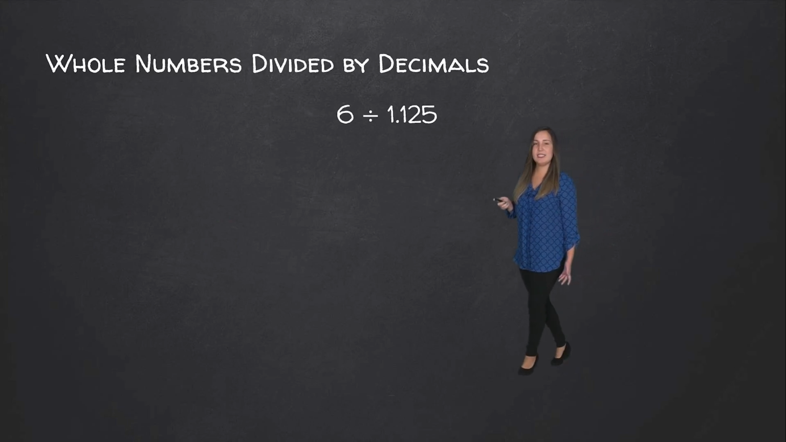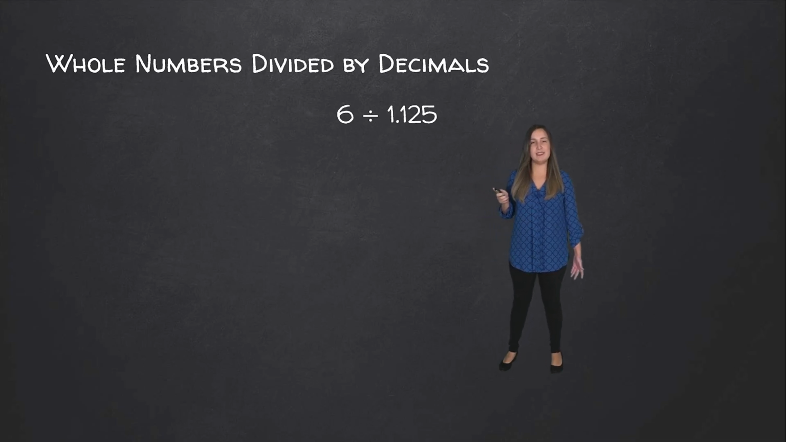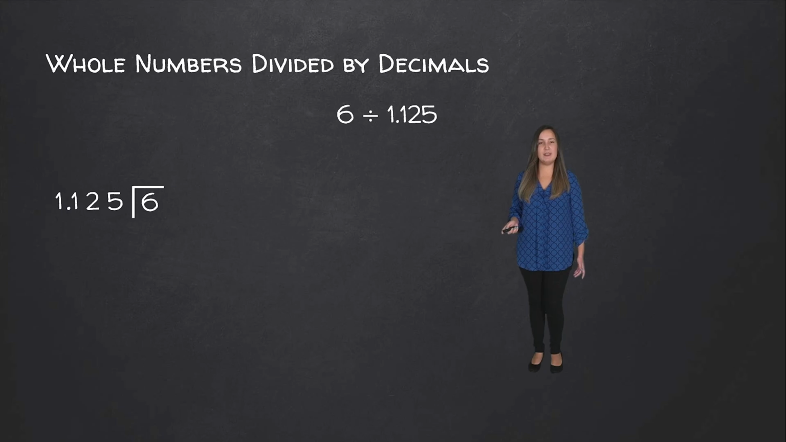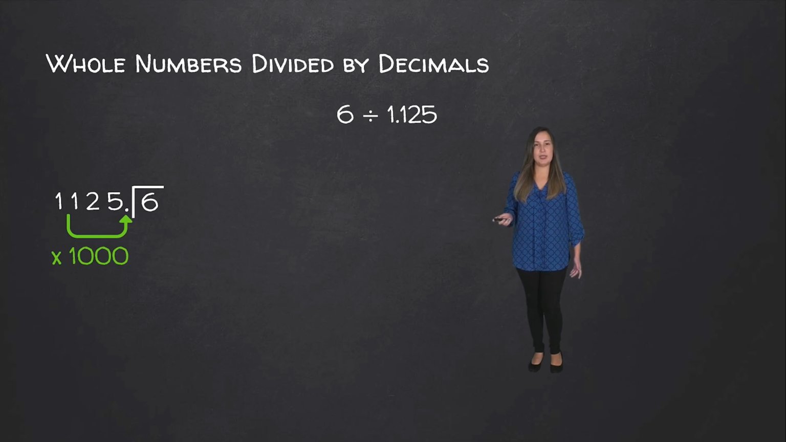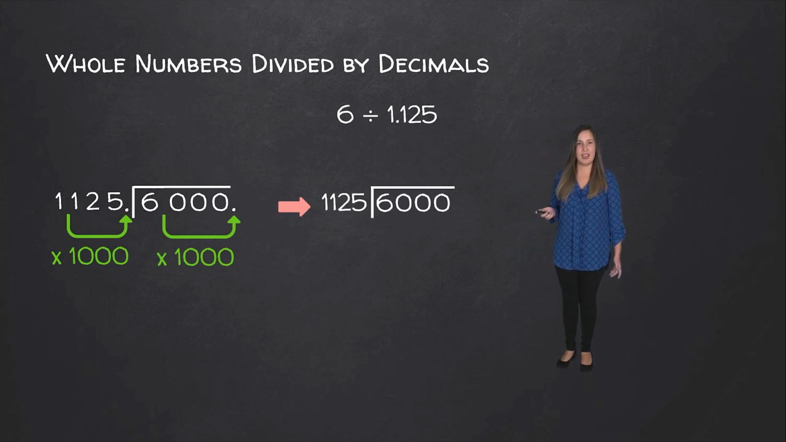Finally, we have 6 divided by 1 and 125 thousandths. So 6 is our dividend, that goes on the inside. 1 and 125 thousandths is our divisor, so that goes on the outside. And in order to make it a whole number, we have to multiply it by 1,000. And we do the same thing with our dividend. And then we just go ahead and we divide.